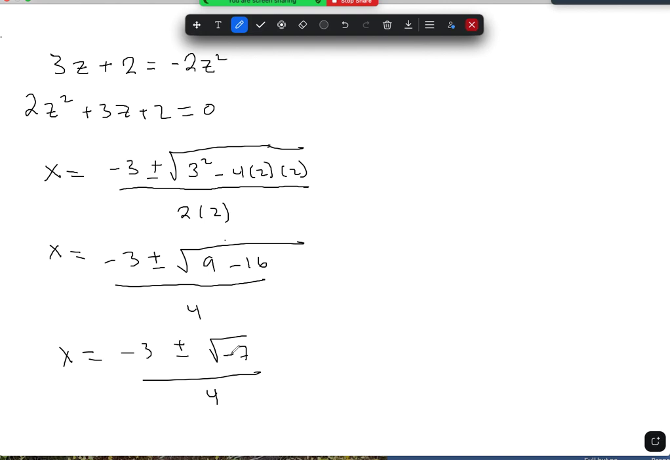And then since this is negative under the radical, that means it's the kind that has two complex solutions. So we'll rewrite that as negative 3 plus or minus i root 7 over 4. And then let's bring this over and just take a look at the answer formatting on that.